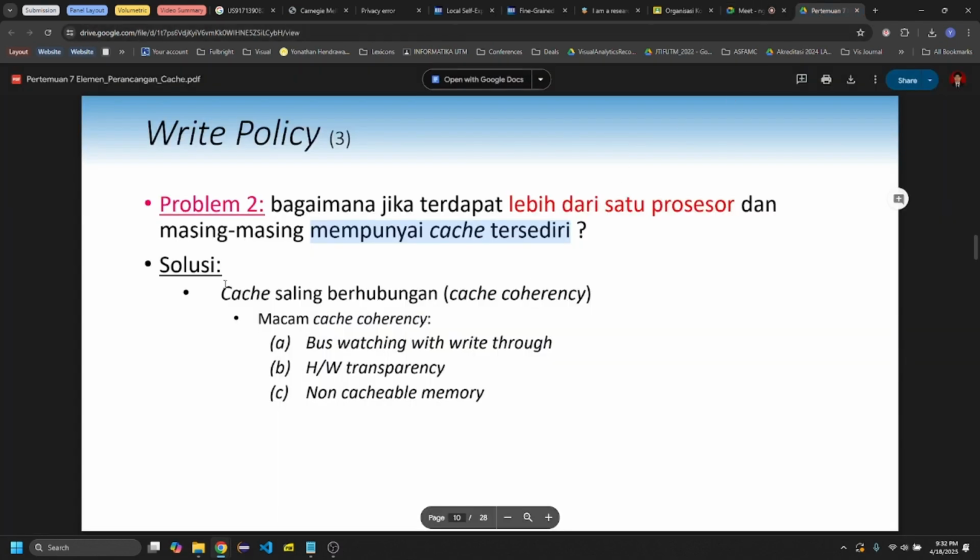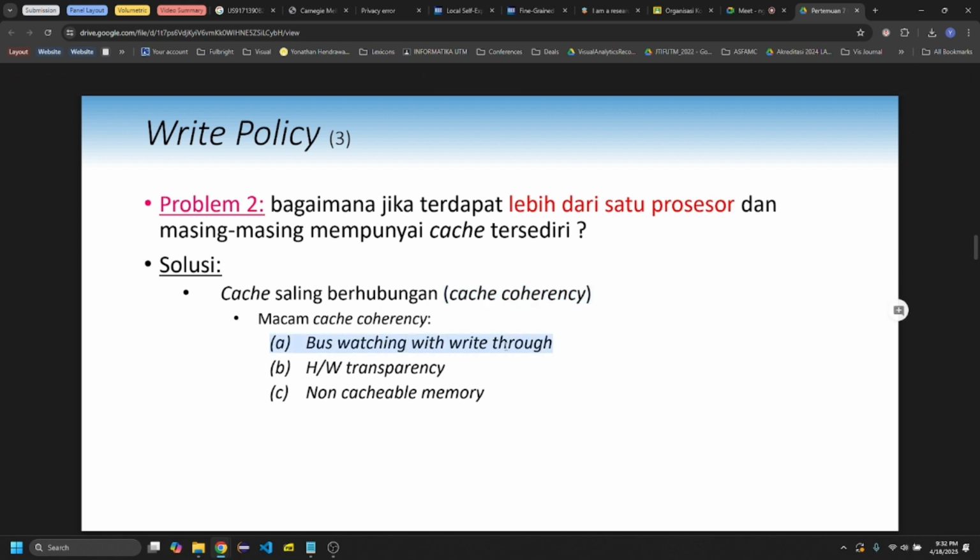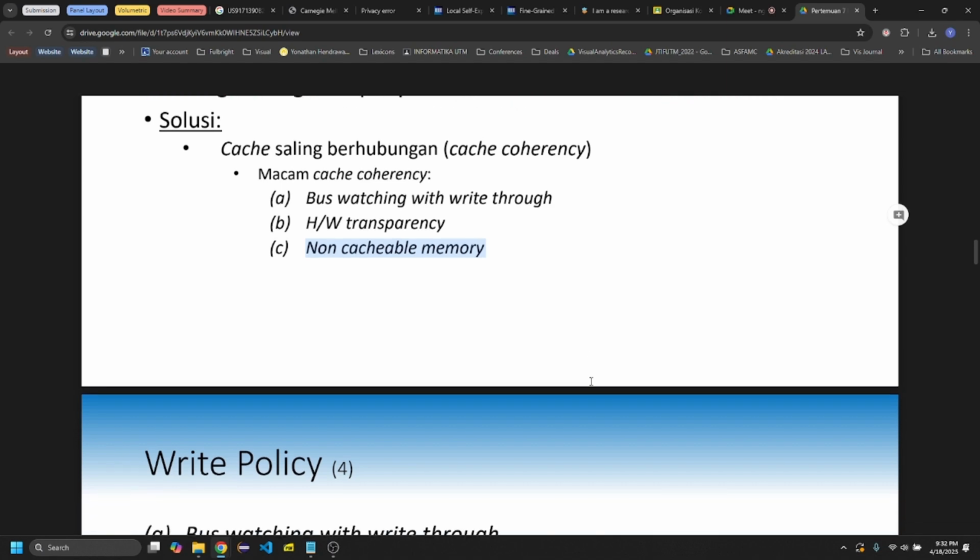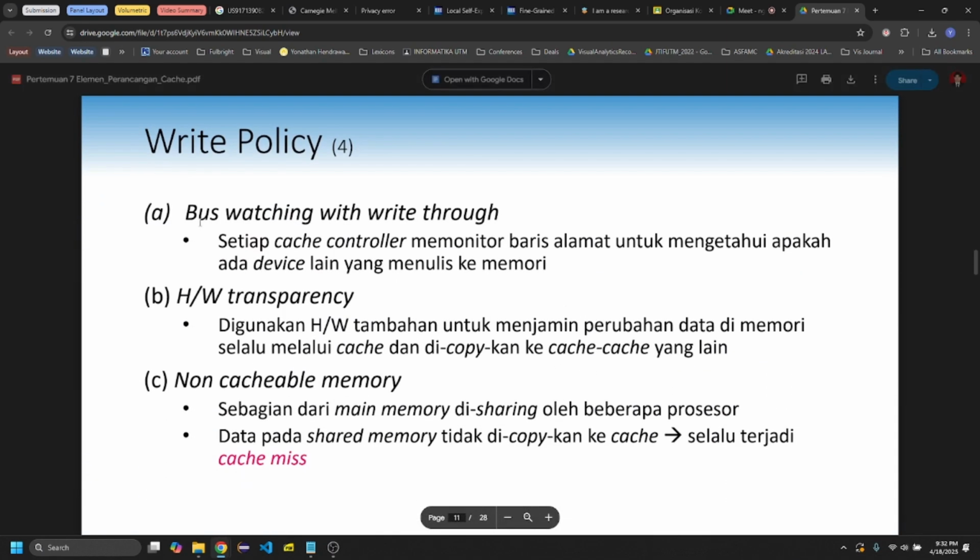The solution is this one, cache coherency. There are three types of cache coherency. The first one is bus watching with write-through. Second one is hardware transparency. The third one is non-cacheable memory. I'll explain one by one. The first one, bus watching with write-through.